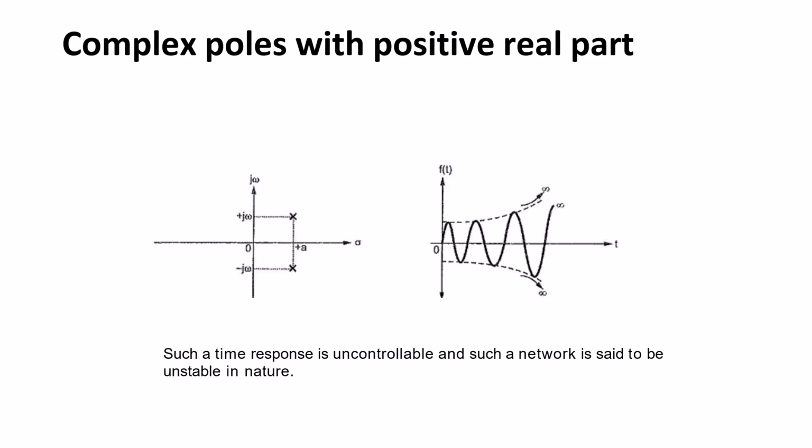So the plot looks like this: the time domain response sine omega t with the envelope of e to the power at. You can note here that with increasing time, the time domain response is going towards infinity. So this type of response is considered uncontrollable, and the system is unstable in nature.